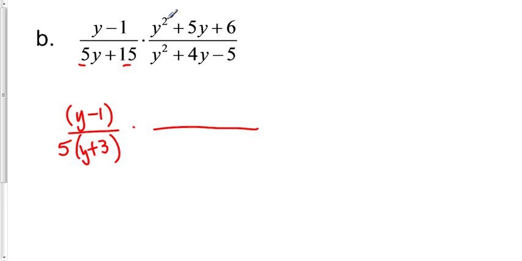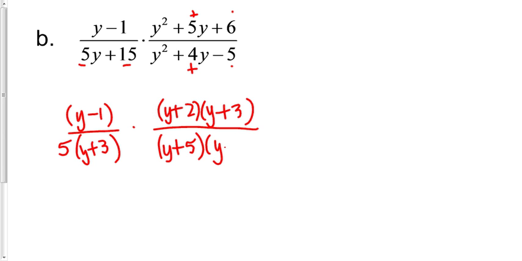Moving on to this fraction, I've got trinomials here on top and bottom, so I'm going to look for factors of 6 that add up to 5, and that would be 3 times 2. So I've got the two factors, y plus 2 times y plus 3. And in the denominator, I need them to multiply to negative 5 and add up to 4. I could do that by using a positive 5 and a negative 1. 5 times negative 1 gives you negative 5, and 5 plus negative 1 will leave you with 4.